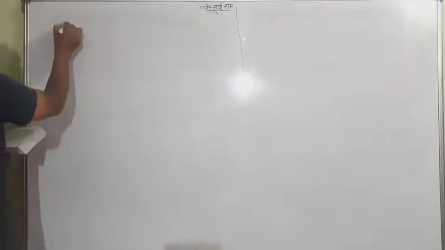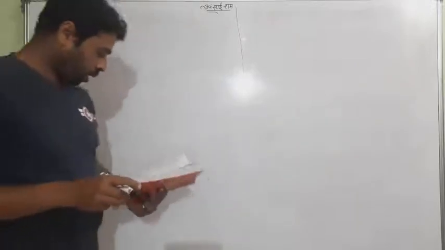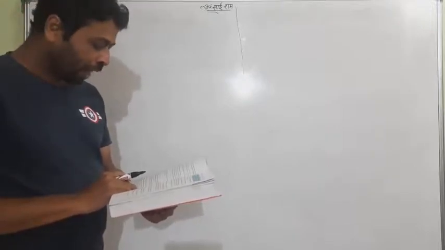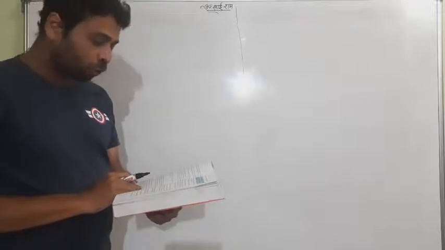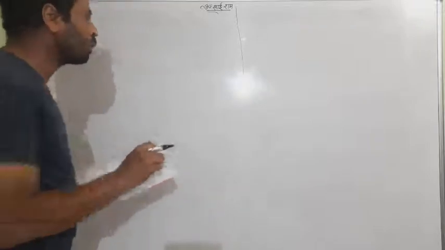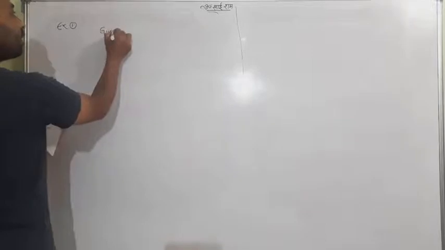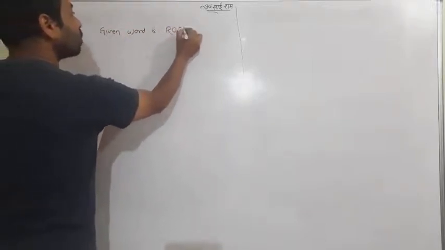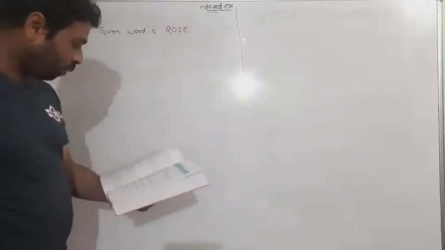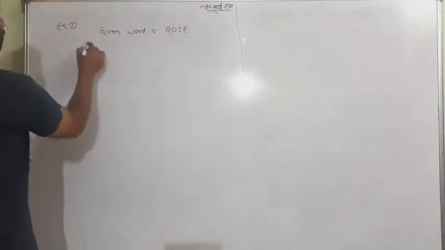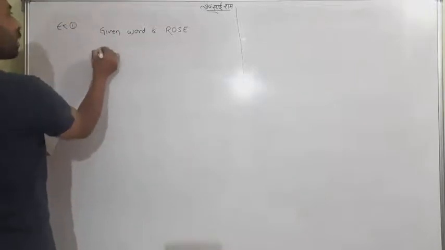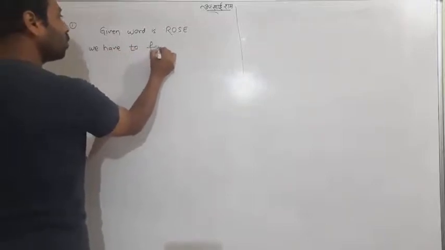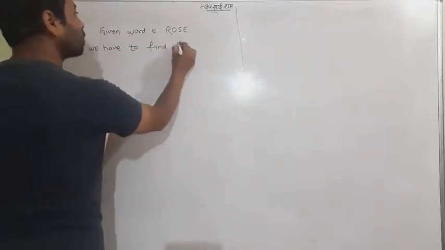Example number one. What it says: find the number of four-letter words, with or without meaning, which can be formed out of the letters of the word rose, where the repetition is not allowed. Okay. So I would say that the given word is rose, and we have to find four-letter words. It's a solution I've started. We have to find four-letter words.